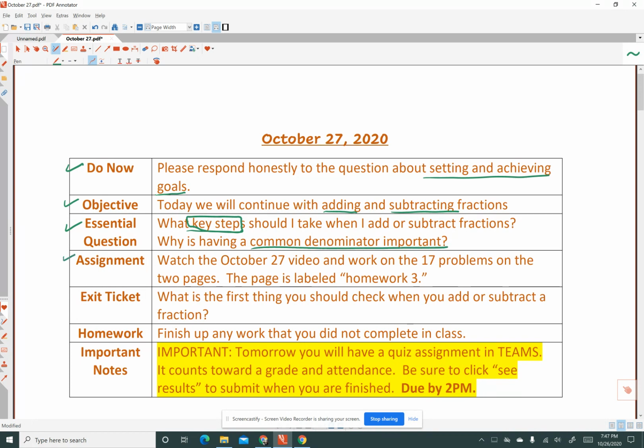We will watch the video and work on the 17 problems on the next two pages. It is labeled Homework 3, the page, but we're doing it as classwork. It's got some great problems, and I thought we should do those. Our exit ticket, I'd like you to respond to the question, what is the first thing you should check when you add or subtract a fraction? And for homework tonight, just finish up anything that you did not get completed in class today.